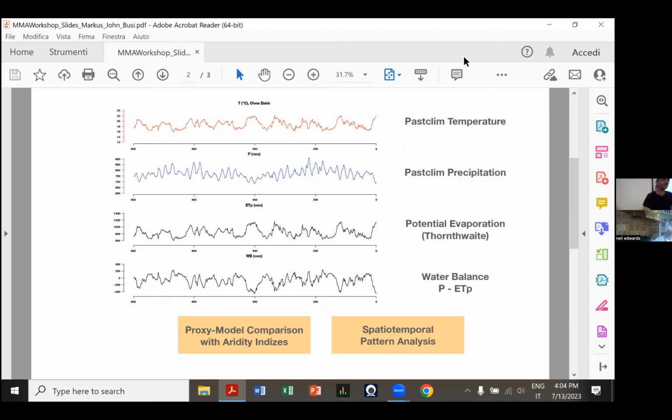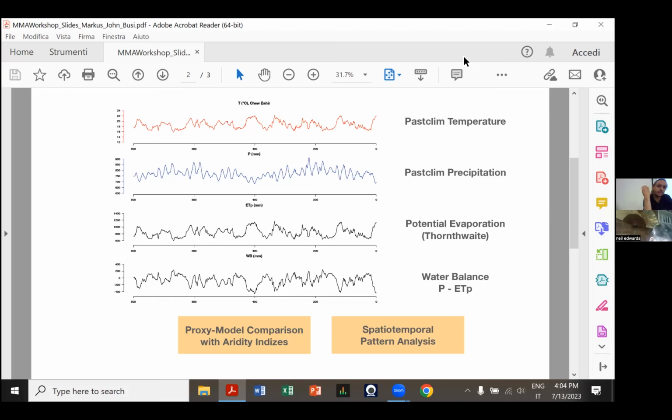So the proxy model comparison was also the starting point for the other things we had been doing. It was about getting an aridity index or the hydroclimate out of the model to make it comparable, for example, with the Chew Bahir record, where we have only an aridity index and not pollen or anything. What you can see here is the temperature, the monthly temperatures from the pastclim data set, and the precipitation. And out of the monthly temperature and the latitude, we can calculate the potential evaporation and do some water balance for each site. We can calculate and translate this into an aridity index that we can then compare.